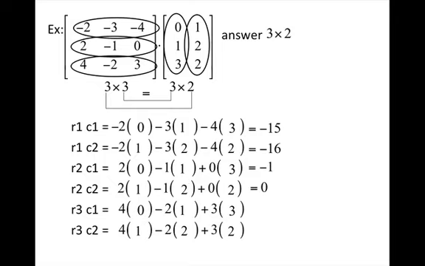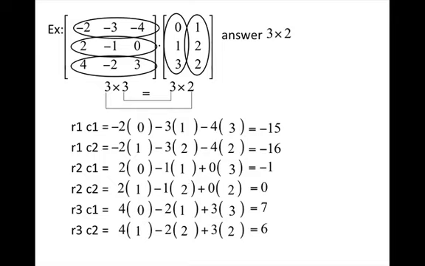Then in row 3, column 1, 4 times 0 is 0. -2 times 1 is -2. And 3 times 3 is 9. So I have 0 minus 2 plus 9 is 7. And then finally, row 3, column 2, 4 times 1 is 4. -2 times 2 is -4. And 3 times 2 is 6. So I have 4 minus 4 plus 6 gives me a 6.